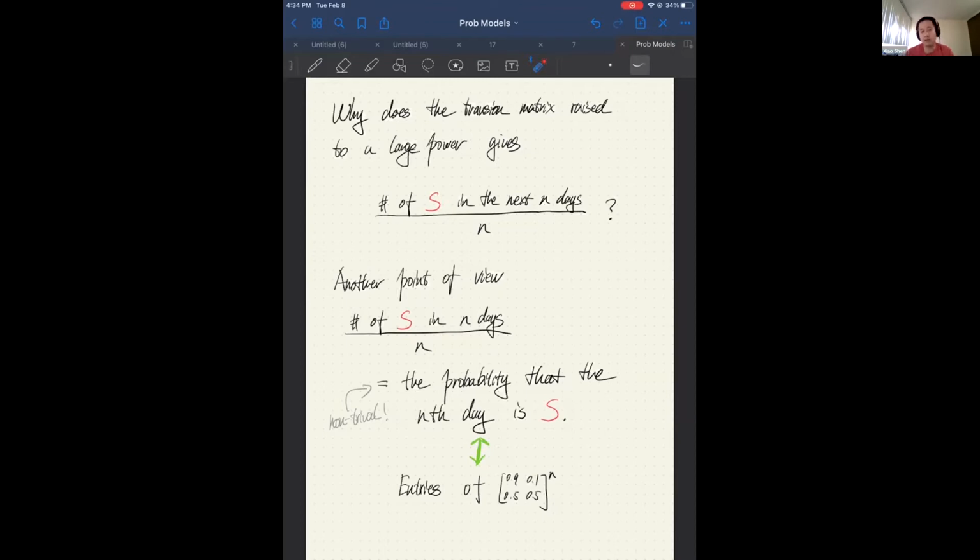So you see there's a difference between the two. In the first one, we're looking at the entire outcome, the weather of all the days from day 1 to day n, and then we count the number of sunny days in the next n days, and when we divide by n, we get the ratio. In the second, we just fix some large n, and that day will either be sunny or cloudy, and we just look at the probability of that day being sunny or cloudy.